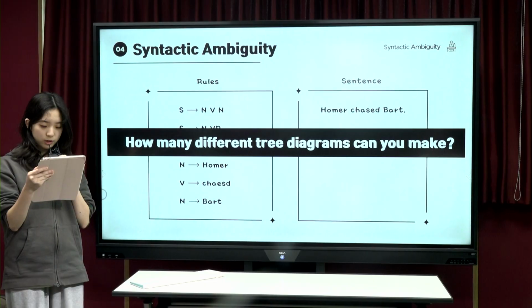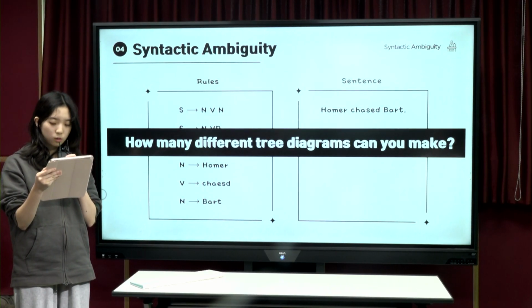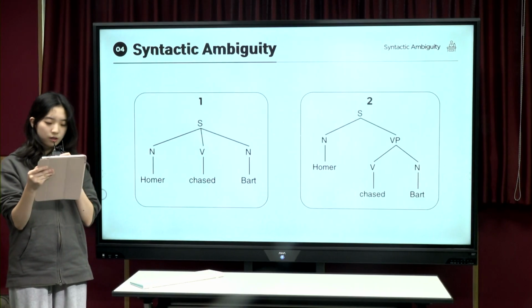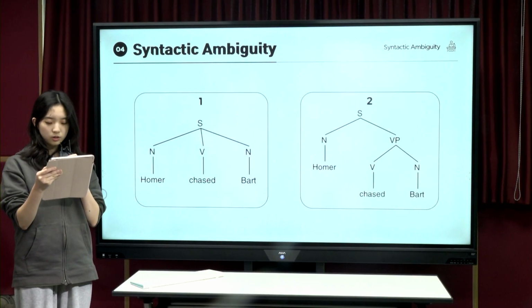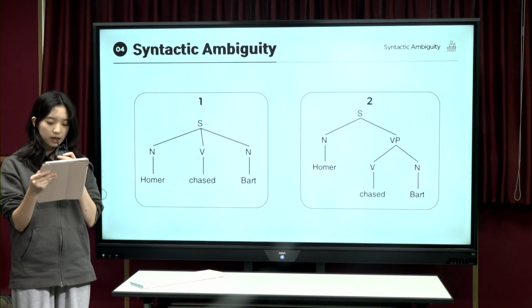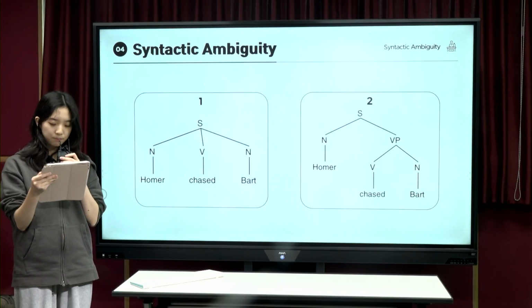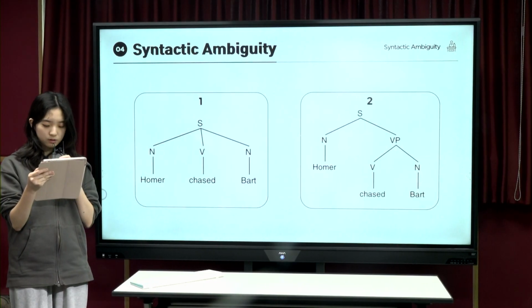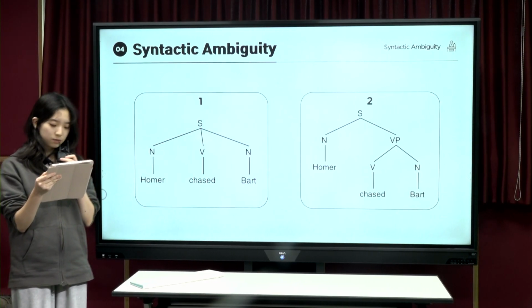How many different tree diagrams can you write for this sentence, Homer chased Bart, given these rules? The answer is 2. Because there were two different structural rules in the beginning, the S→NV N and S→NV VP, and because they use different rules, two different tree diagrams are made even though they have the same result sentence, Homer chased Bart.